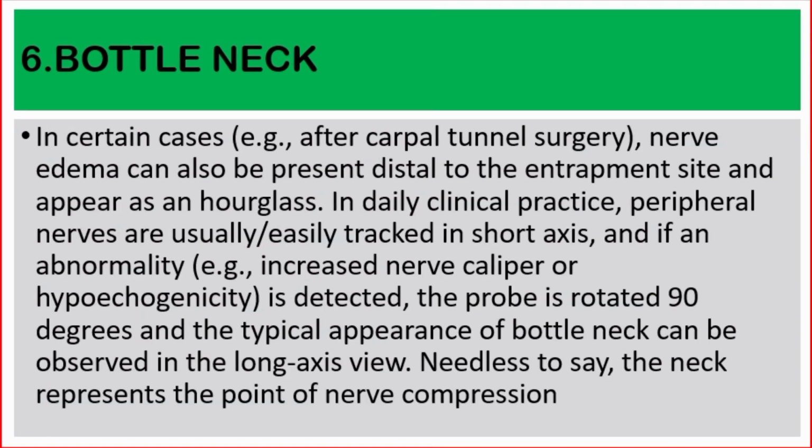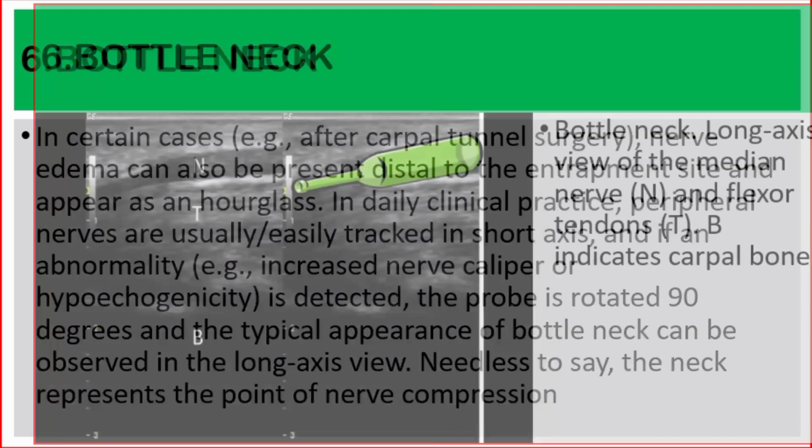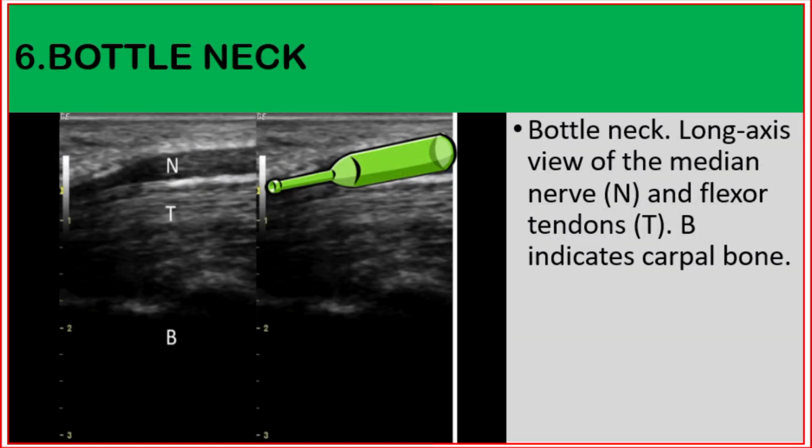In certain cases, for example after carpal tunnel surgery, nerve edema can also be present distal to the entrapment site and appears as an hourglass. In daily clinical practice, peripheral nerves are usually easily tracked in short axis, and if an abnormality, for example increased nerve caliber or hypoechogenicity, is detected, the probe is rotated 90 degrees and the typical appearance of bottleneck can be observed in long axis view. Needless to say, the neck represents the point of nerve compression.